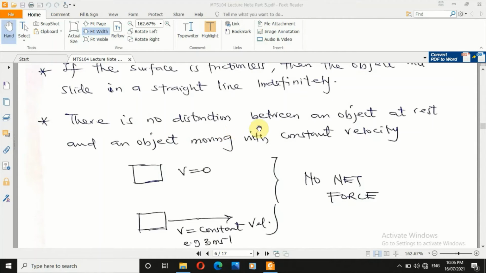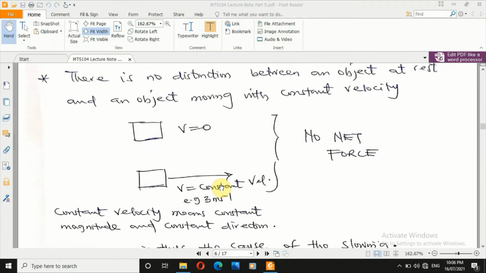There is no distinction between an object at rest and an object moving with a constant velocity. Look at it: for the object at rest, the velocity is 0, and then there is the object that is moving too. Since the object is at a constant velocity, it means that the force is the same, that there is no net force. So in those two cases, you say that there is no net force.